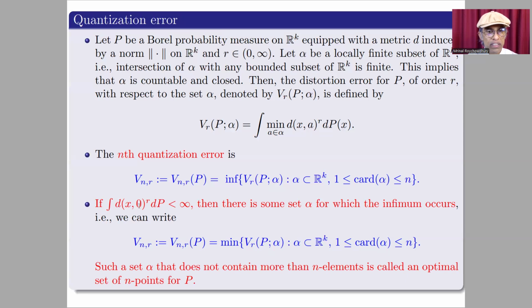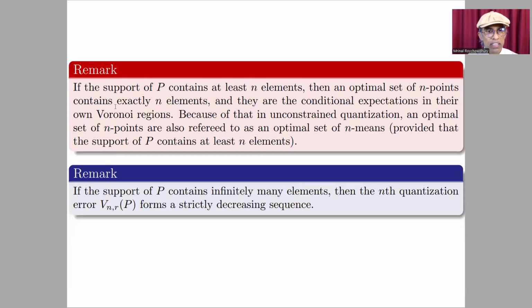where alpha is a subset of R^k and the cardinality of alpha lies between 1 and n. We assume the rth moment is finite. Then there is some set alpha for which the infimum occurs. That is, we can replace infimum in this formula by minimum. Such a set alpha that does not contain more than n elements is called an optimal set of n points for P. Remark: if the support of P contains at least n elements, then an optimal set of n points contains exactly n elements, and they are the conditional expectations in their own Voronoi regions.